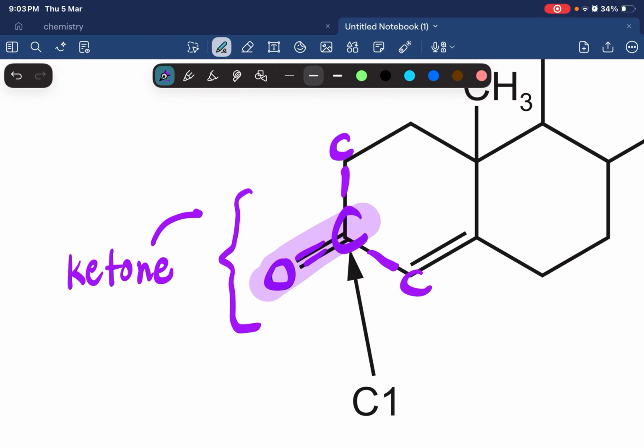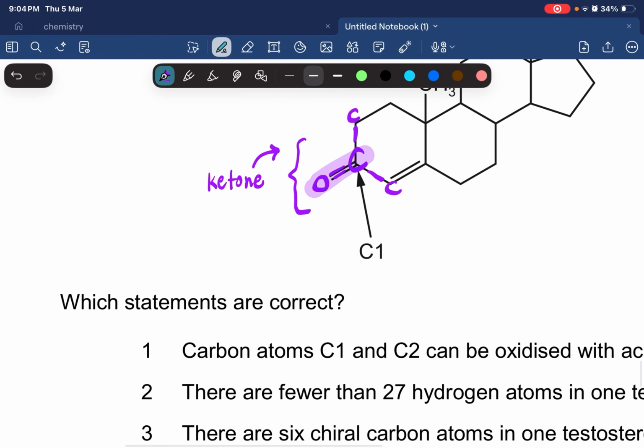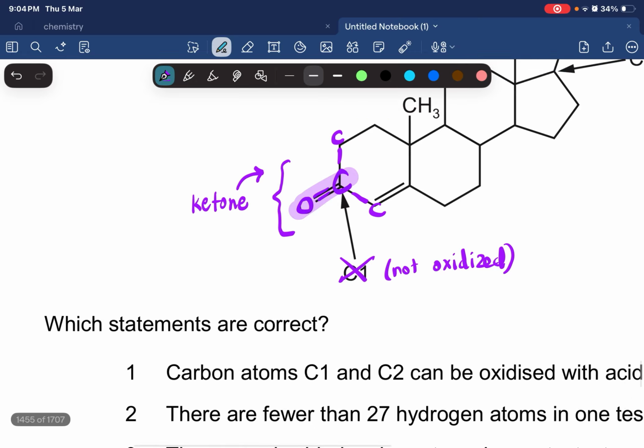So this one over here is a ketone, right? When we're dealing with ketones, we know that ketones cannot be further oxidized. Carboxylic acids cannot be further oxidized. Ketones cannot be further oxidized. Aldehydes can be oxidized to form carboxylic acids, but ketones cannot be oxidized. So C1 cannot be further oxidized. So we're going to write: not oxidized by K2Cr2O7.